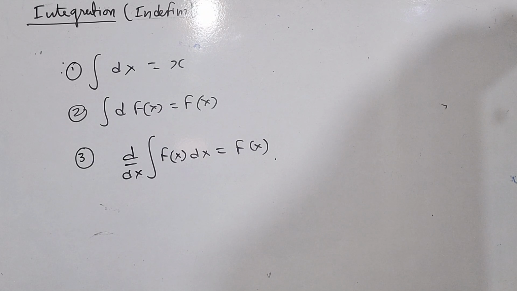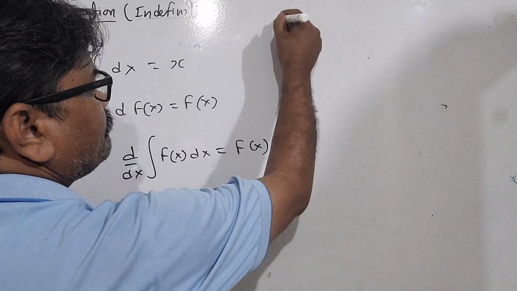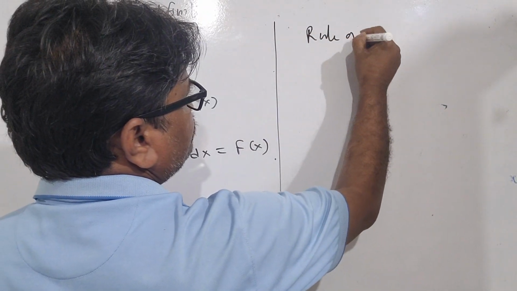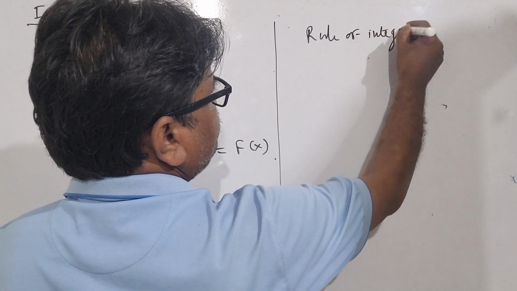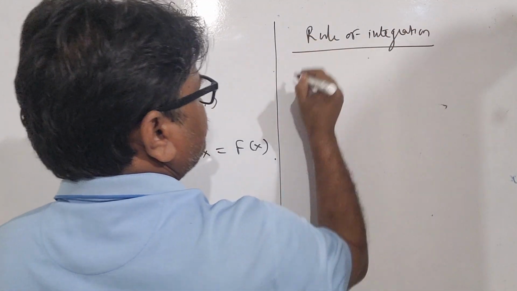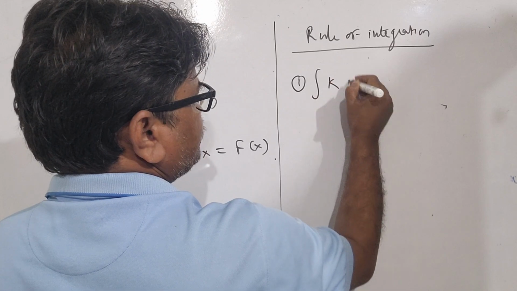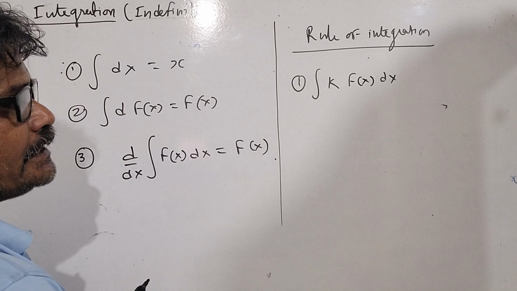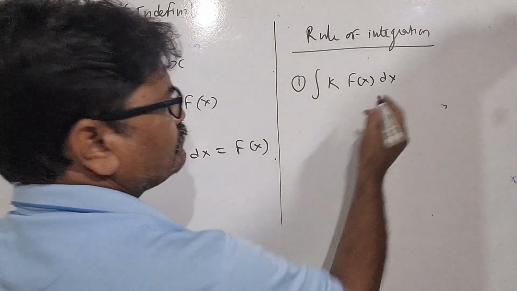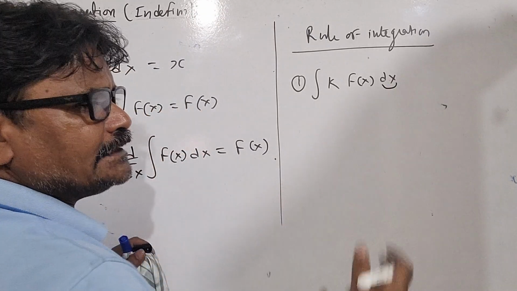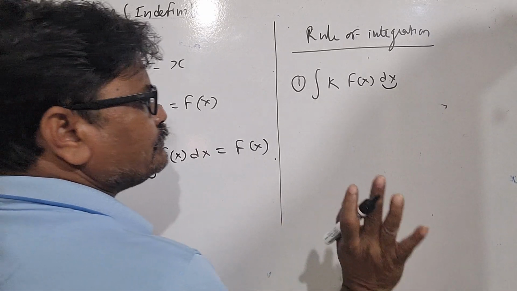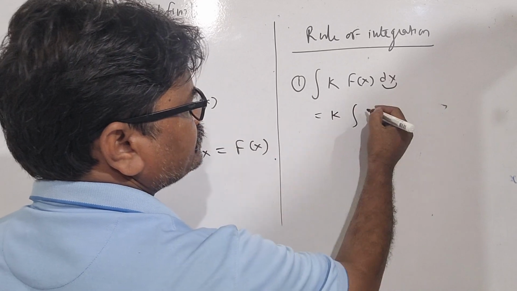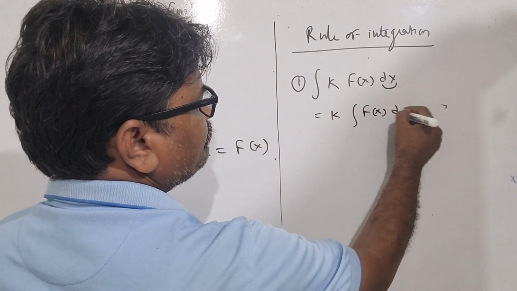Okay, fine. Now let's see some rules of integration. What are the rules to integrate functions? First, if k is any constant and we are integrating k times f(x) with respect to x, then k will come out of the integration sign. This is simply k times the integral of f(x) dx.